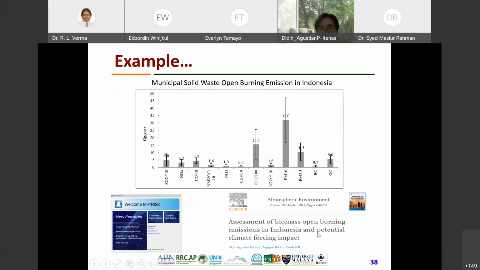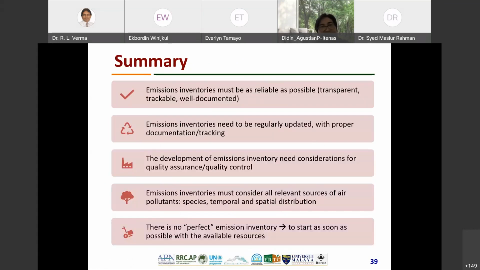I extracted again one of our data from the previous publications, and normally we use @RISK, but maybe you can use other tools like Crystal Ball from Oracle to conduct these Monte Carlo simulations, and then we can quantify the uncertainty. This is an example for municipal solid waste open burning in Indonesia for different types of pollutants.